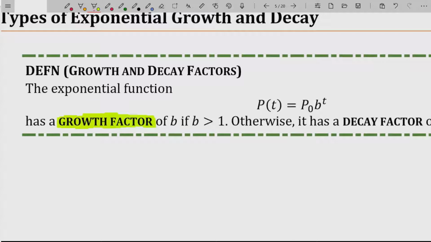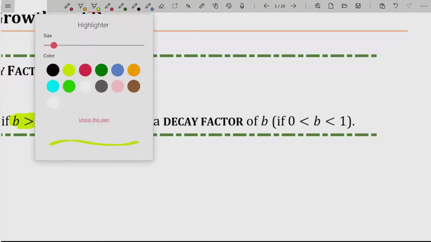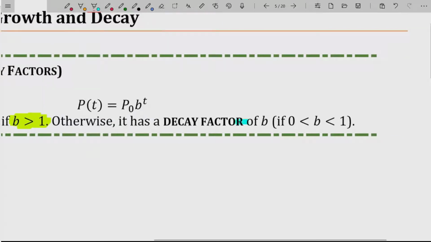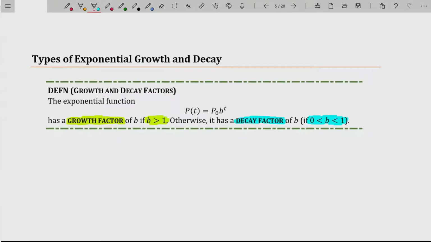It has a growth factor if the base is greater than 1. And we call the growth factor itself b. So it has a growth factor of b if the base is greater than 1. Otherwise, it has a decay factor of b, again, if the base is between 0 and 1. So decay factor if the base is between 0 and 1. That's all I really have on this page, so let's move forward.